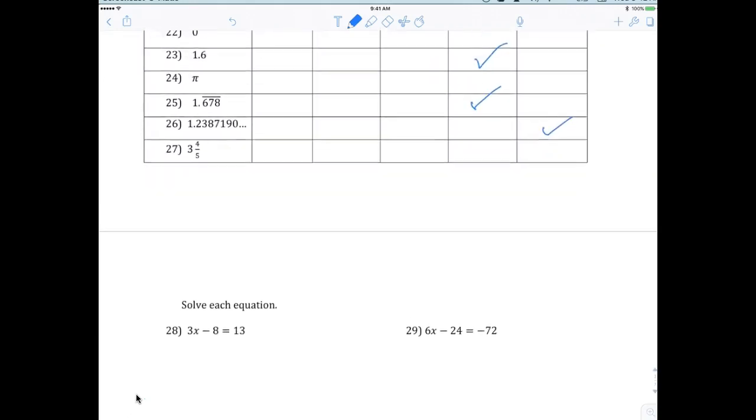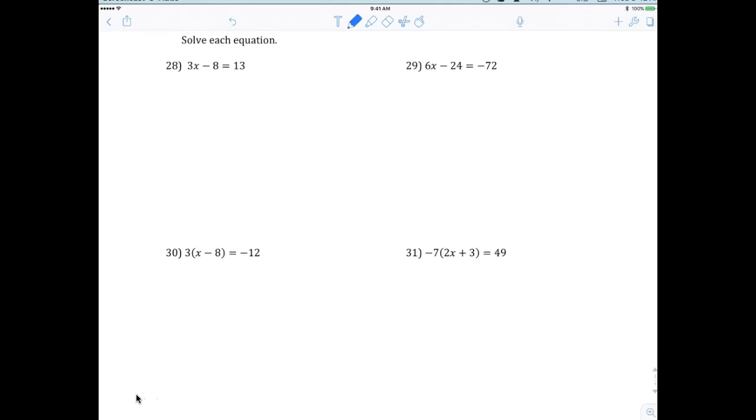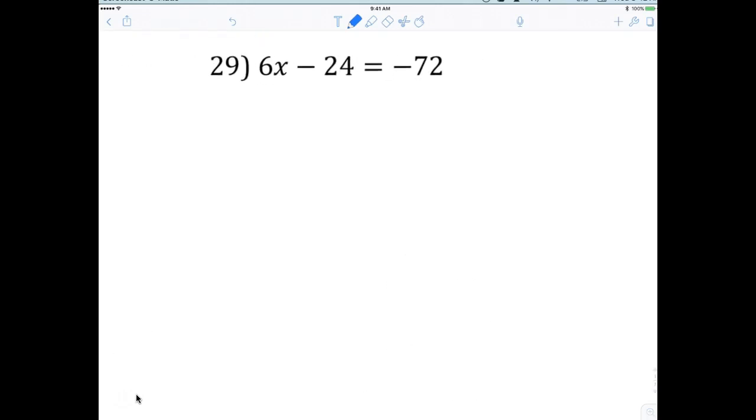I did 26 instead of 27. You should be able to do 27 anyway. All right, here we go. 29. Now, in this case, we're going to go ahead and add 24. Now, again, on the test, you're not having any calculators, so be careful. Now, I want to try to show you something here that I think is beneficial.